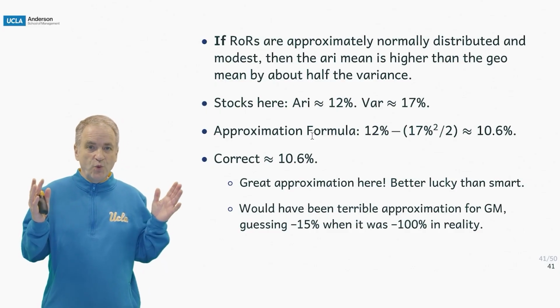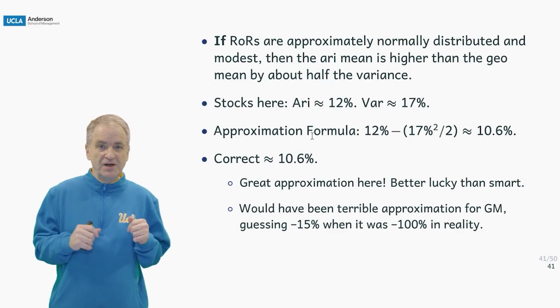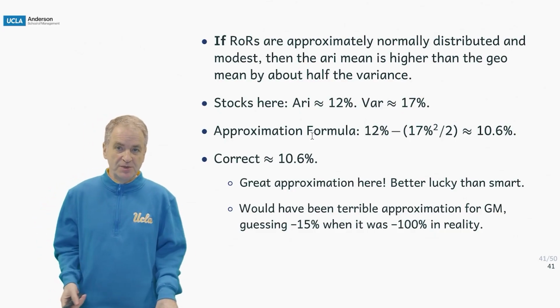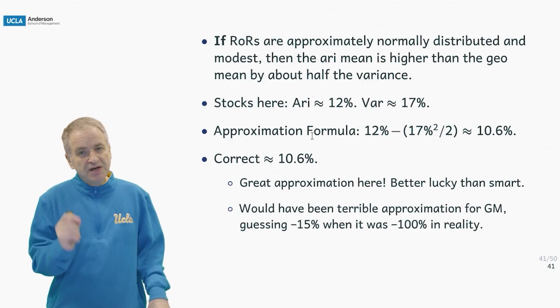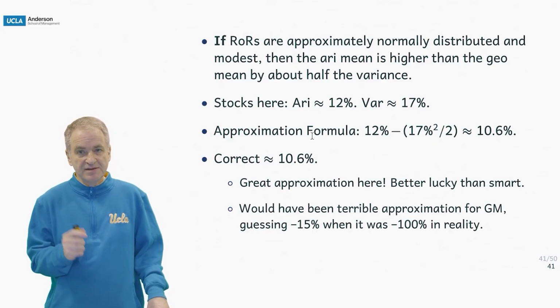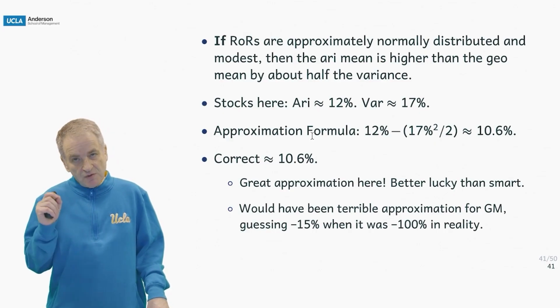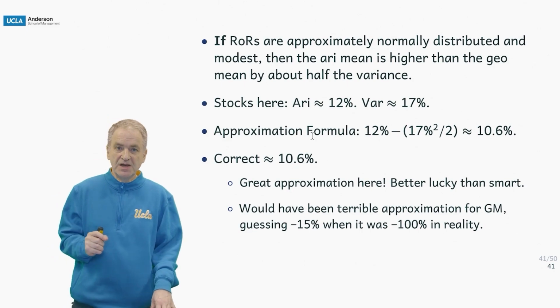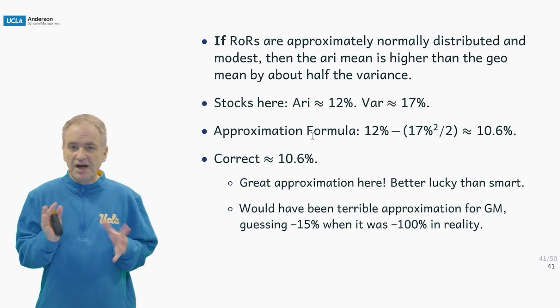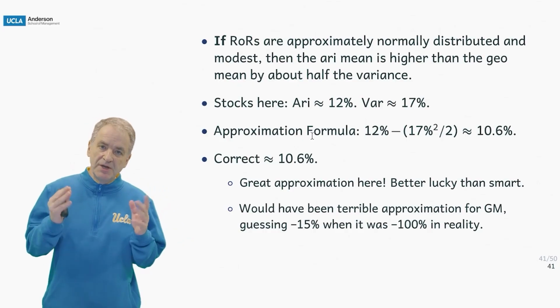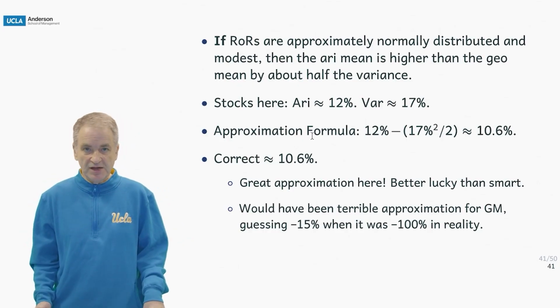And wow, we just got very, very lucky here. Sometimes it's better to be lucky than smart. That was right on the money. It would have been a terrible approximation in many other cases, like for General Motors. But if you really don't have any other numbers, you only know the variance and the arithmetic rate of return, and you have a hunch that it wasn't that extreme, this is an approximation formula you can use.